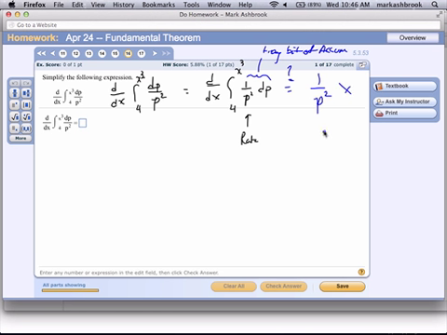No. Is it 1 over x cubed squared? Sorry, I should have said 1 over x squared here. So it's not 1 over x squared. So maybe it's 1 over x cubed squared. Talia says no. She's right.